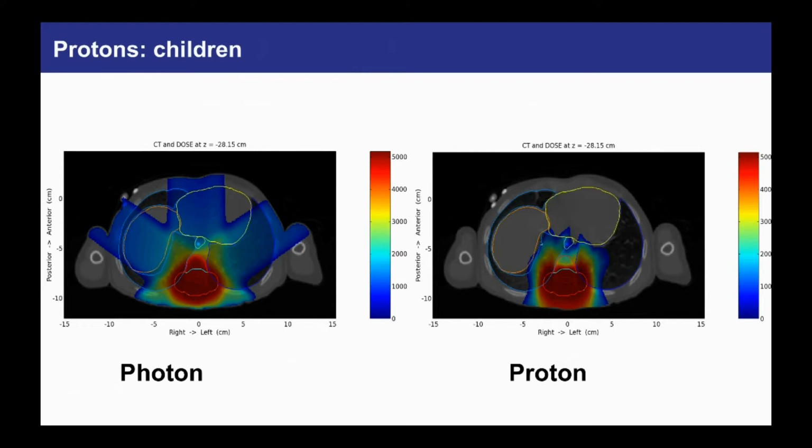If we now show the same treatment plan for protons, you can see that there's much less dose going into the surrounding healthy tissue, the organs at risk, and most of the dose conforms to the tumour.